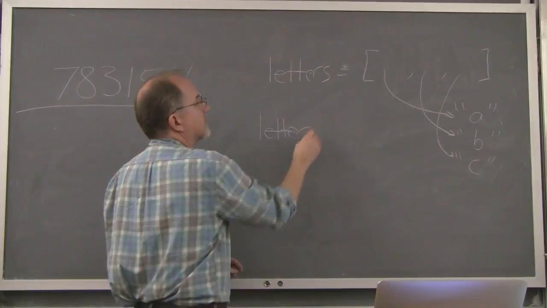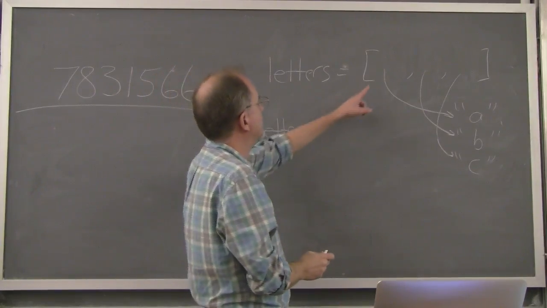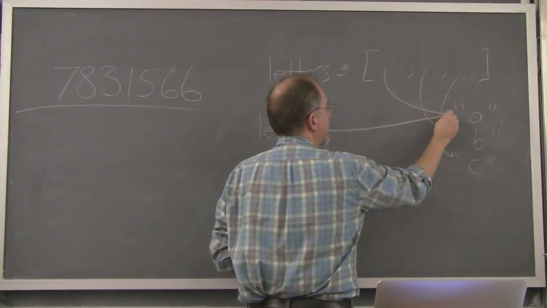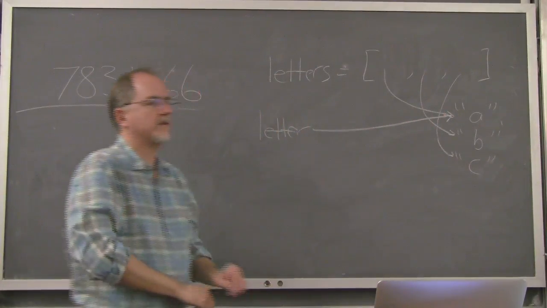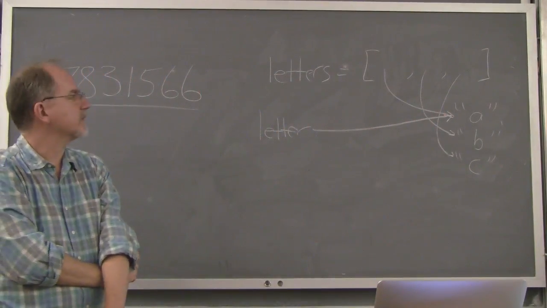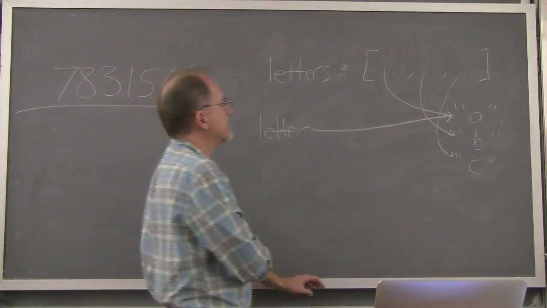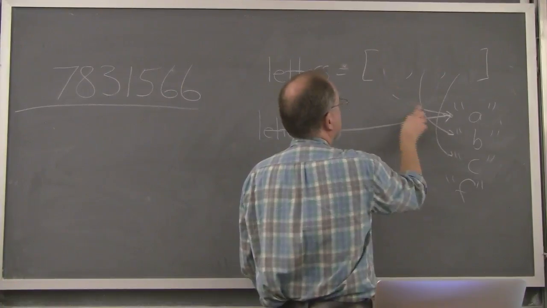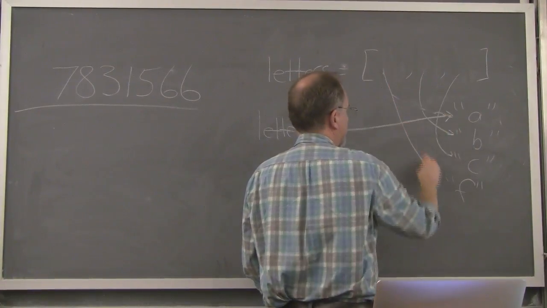And I'm going to say that letter, when I say letter equals letter 0, it says, okay, where is this referencing? Well, it's referencing that A right there, right? So it's pointing to A. And then I say letter 0 equals F. Well, that makes a new object on the heap, F. And this reference no longer goes to A. It goes to F.